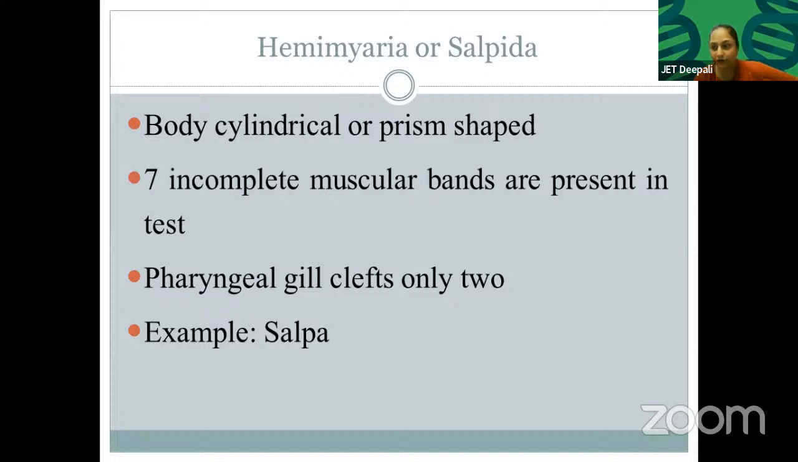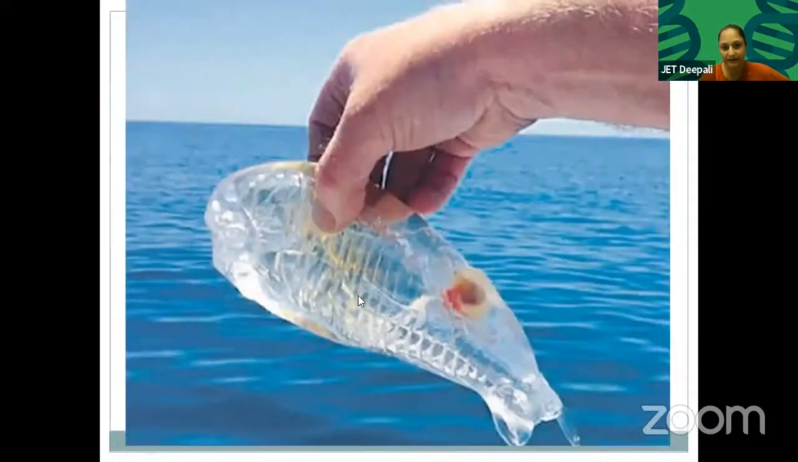Hemimyaria, the last and third order of Urochordata. Body cylindrical or prism shaped. Prism, you all know the shape of a prism. 7 incomplete muscular bands are present in the test. Incomplete, not complete. The last order had 8 complete muscular bands. They have 7 incomplete bands. Pharyngeal gill clefts are present, and there are only 2. Example, Salpa. See, this is Salpa. You can see the muscular bands, but these are incomplete. See the transparent fish, Salpa. This is not a fish. It is just looking like a fish. Salpa. Beautiful.